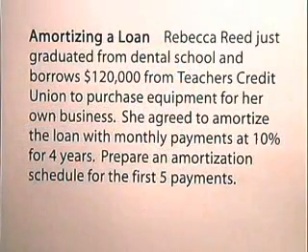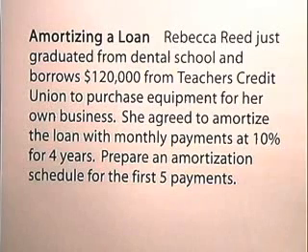Rebecca Reed just graduated from dental school and borrows $120,000 from Teachers Credit Union to purchase equipment for her own business. She agreed to amortize the loan with monthly payments at 10% for 4 years. Prepare an amortization schedule for the first 5 payments. The first thing we must do is to find the payment.